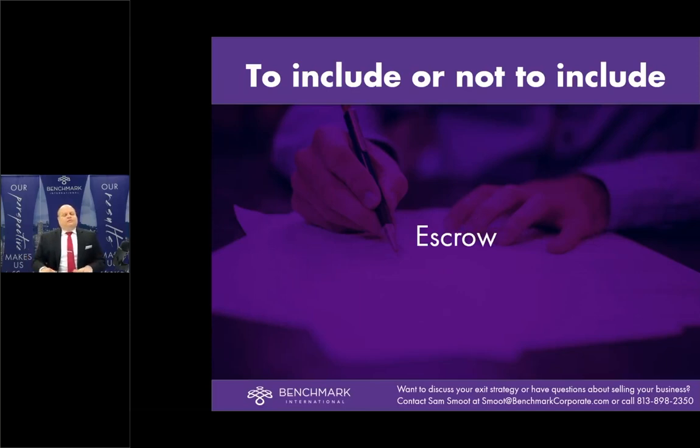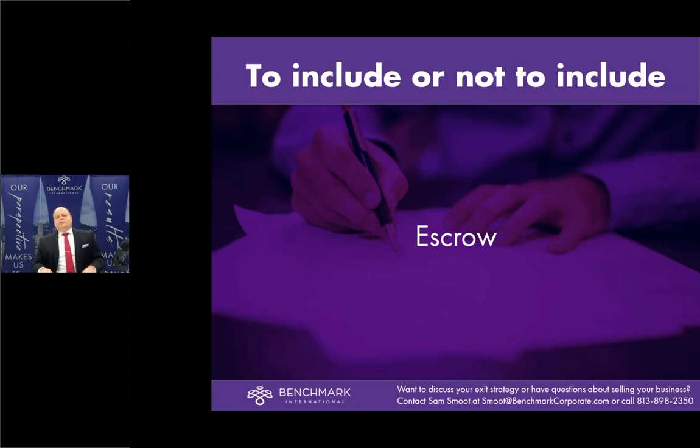Escrow, again, might be in, might be out. Oftentimes buyers will talk about the structure, they might talk about notes, they might talk about earnouts, they might talk about rollover, but they won't say anything about escrow in the letter of intent. Then when the purchase agreement arrives, surprise, surprise, in addition to the note and the earnout and the rollover, there's also an escrow that's coming out of what they said in the letter of intent was cash at close.